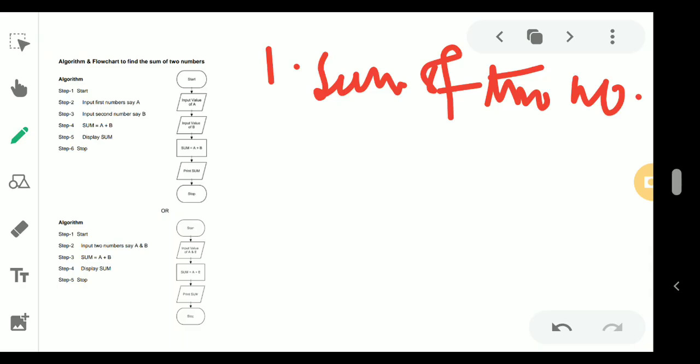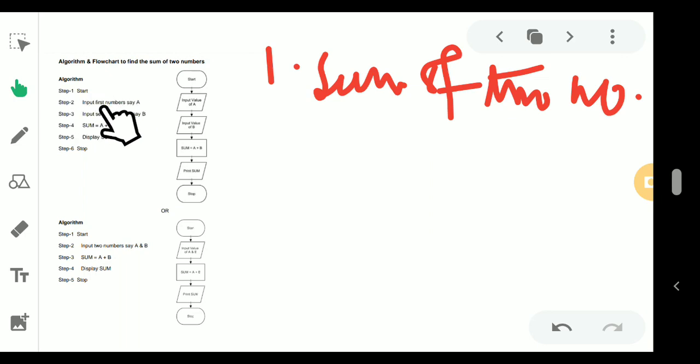So what are the inputs? First identify the number of inputs we need to take. Focusing on the algorithm first, the first step is start. Start and end are common for all flowcharts and for algorithms. So step 1 is start.